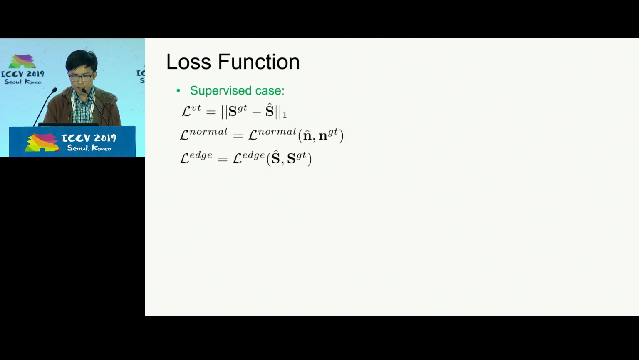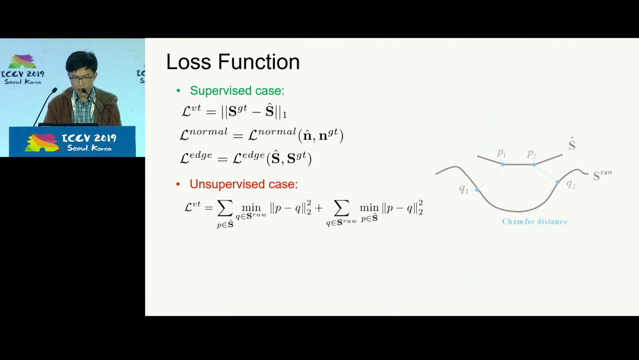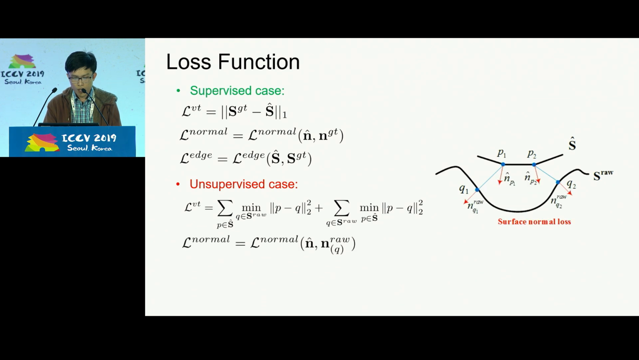In the supervised case, given the ground truth shape, we can easily compute the vertex, the surface normal, or the edge loss using the ground truth label. For the unsupervised case, without the ground truth corresponding label, we can still optimize the reconstruction: we use the chamfer distance as the vertex distance. With the nearest vertex indices from the chamfer distance, we can obtain the surface normal and the edge length from the real scan, so we can still define the surface normal and the edge loss with this equation.